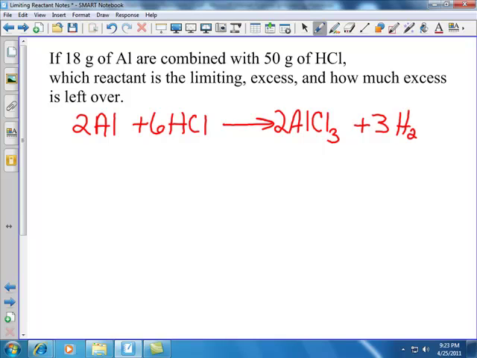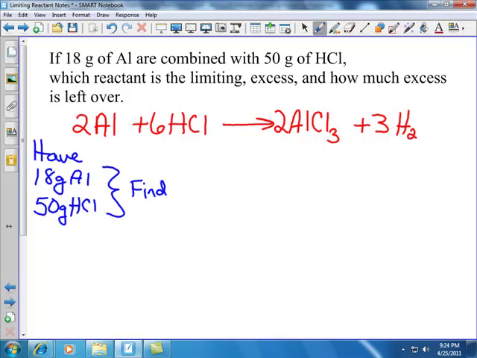Okay, so again, you want to start out with, what do I have? I have 18 grams of aluminum, and I have 50 grams of HCl. Those are my two reactants. What you want to do is find what you need.